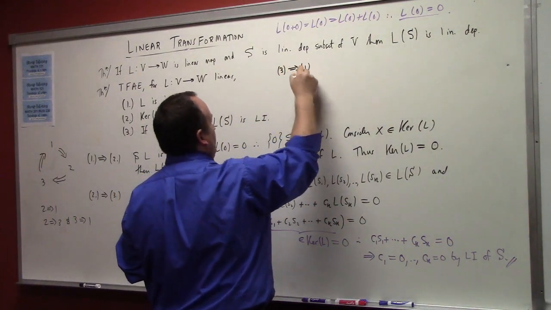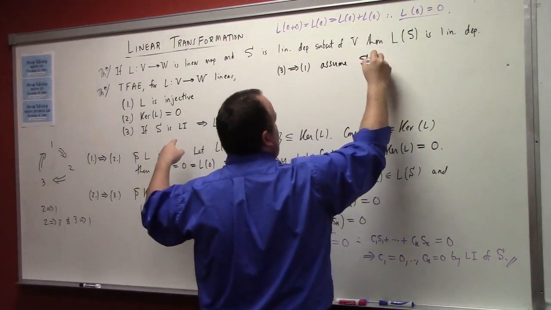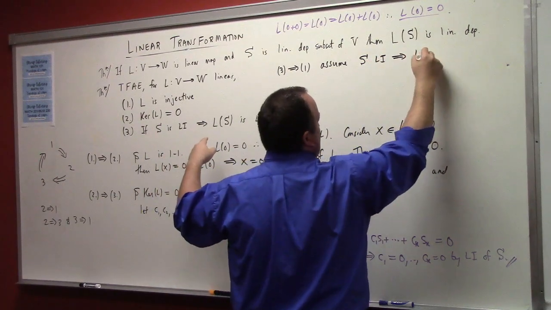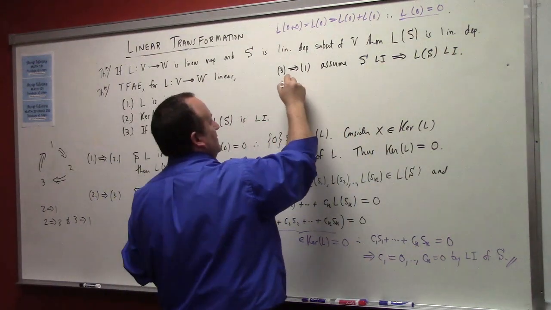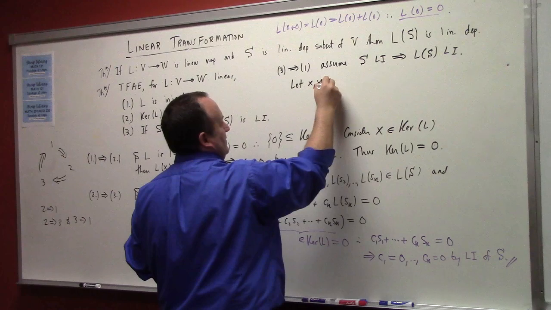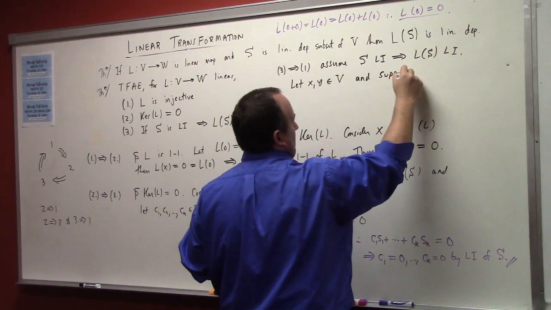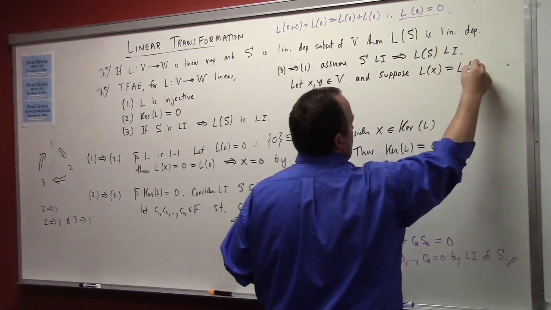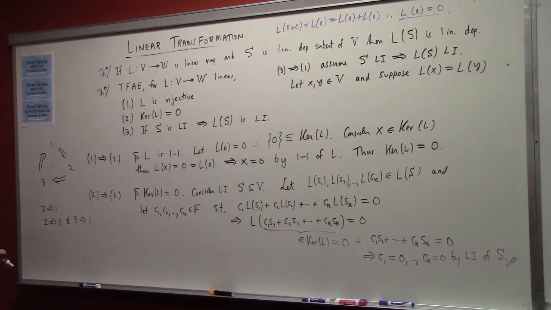3 implies 1. So what am I supposed to assume? I assume S linearly independent implies L of S linearly independent. I'm trying to show L is injective, right? So let X and Y be elements of V, and suppose L of X equals L of Y, right? I'm trying to show that X equals Y. If I can show X equals Y, then I've shown L is 1 to 1, right?